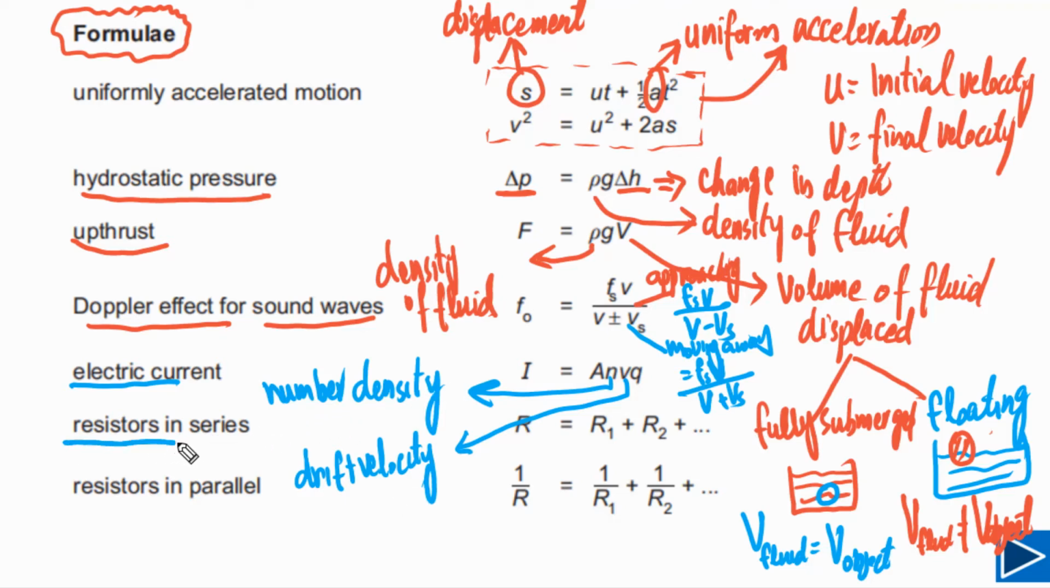And next formula is about resistors in series. You can use this when resistors are connected in series. The last one is about resistors in parallel, when the resistors are connected in parallel. This is how you can calculate.